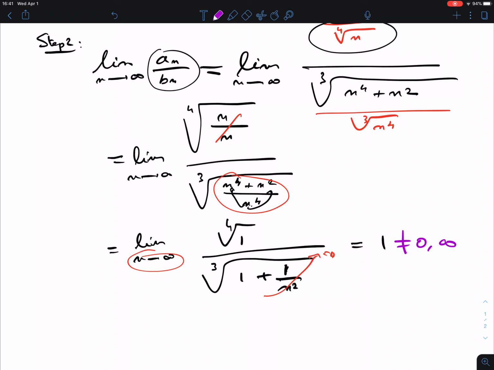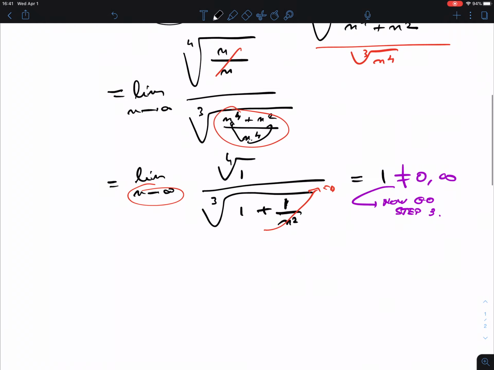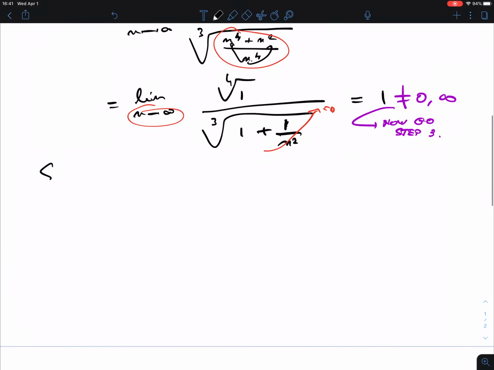Now, this is not the end of the story, okay? This just means, good, you can go on. This tells me, now go to step 3. And that's the step where we really carry out the convergence divergence test. Namely, what do we do in step 3? We go back to this Bn.